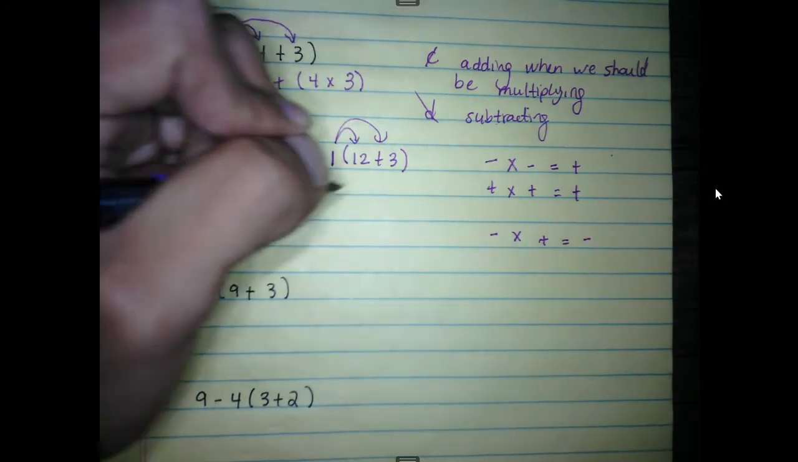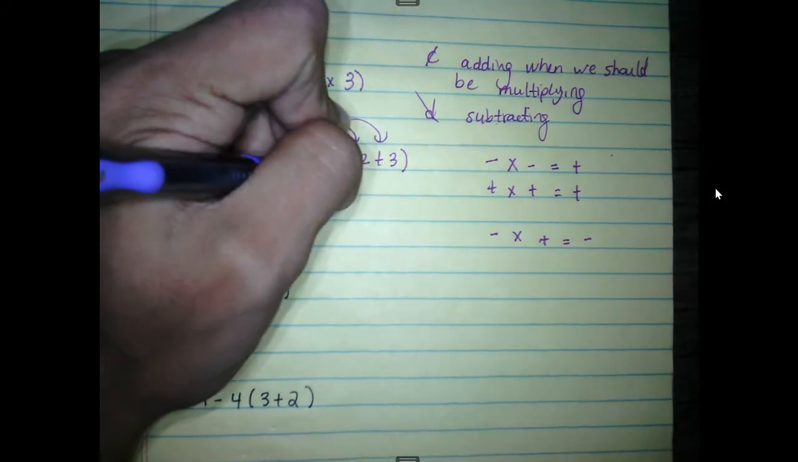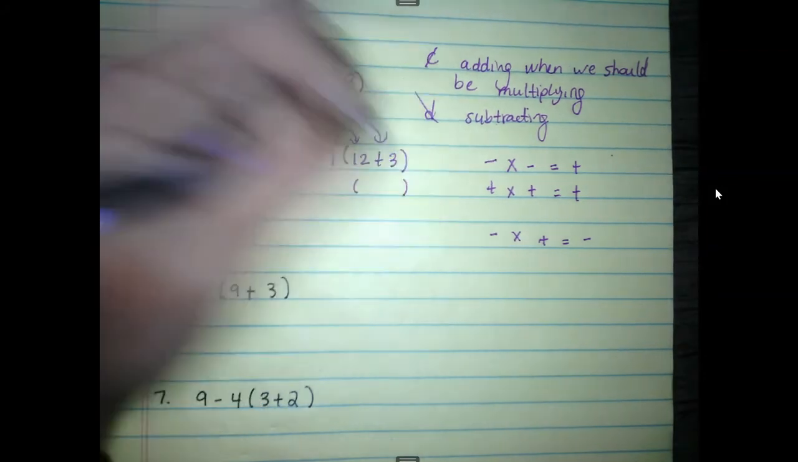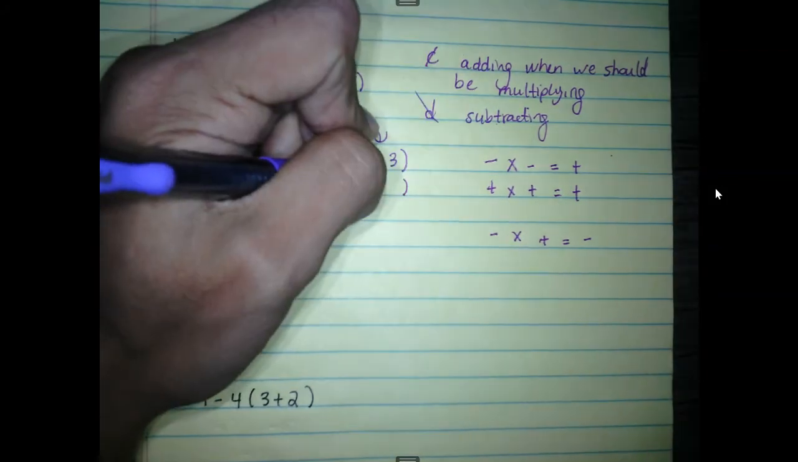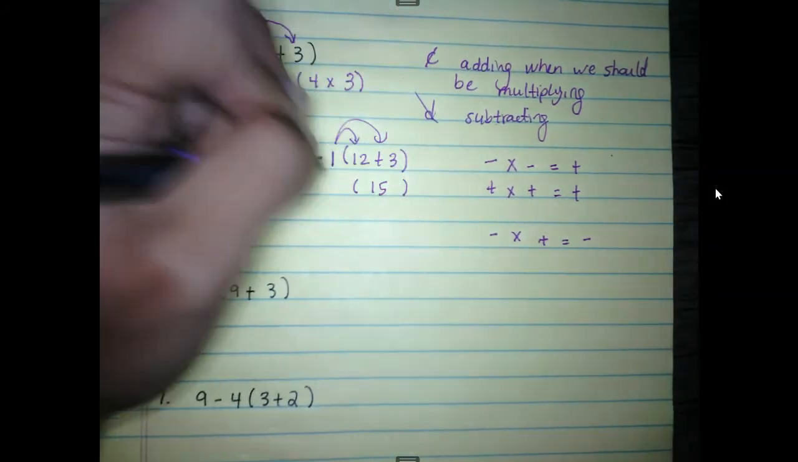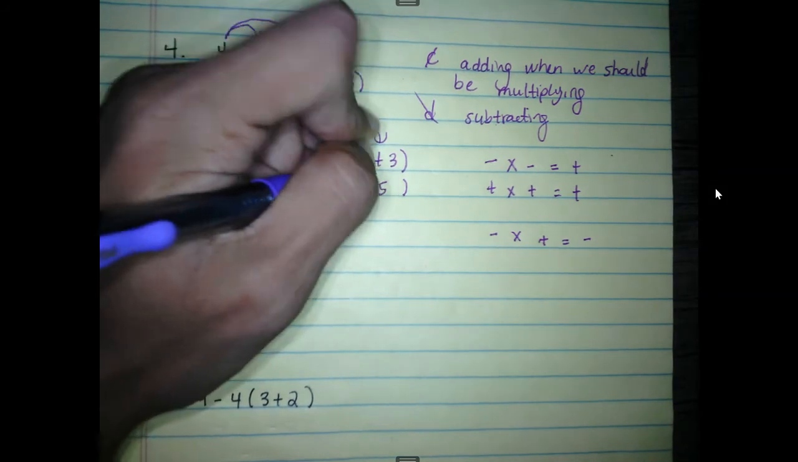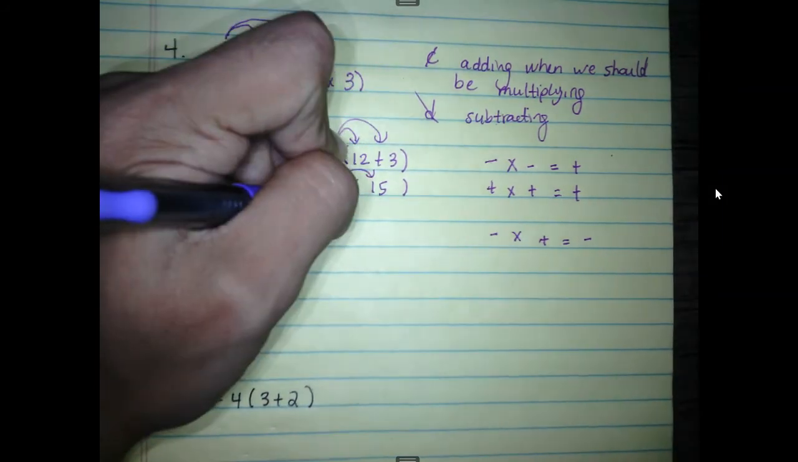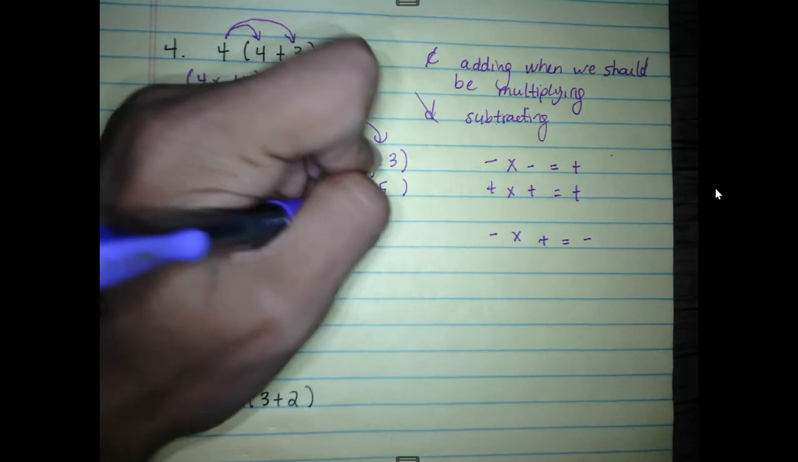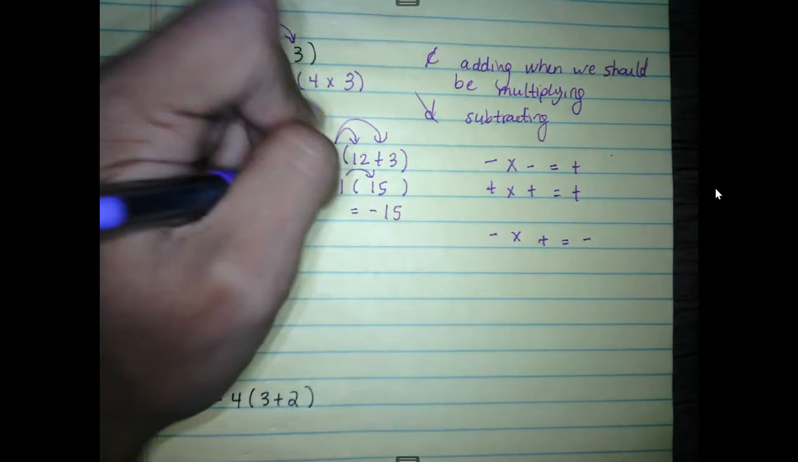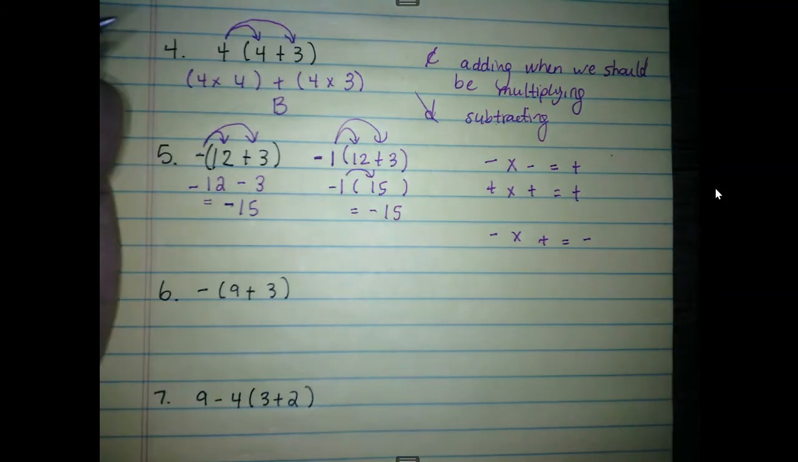We could also do the 12 plus 3 first before we even distribute it, which would be 15. And then we can distribute the negative 1. That would equal negative 15, because negative 1 times positive 15 is negative 15.